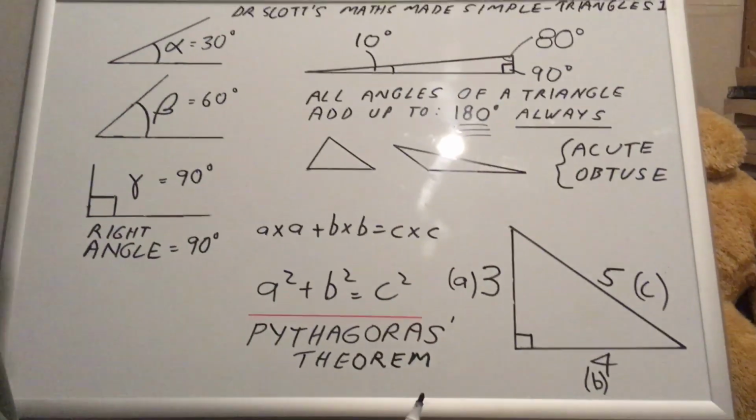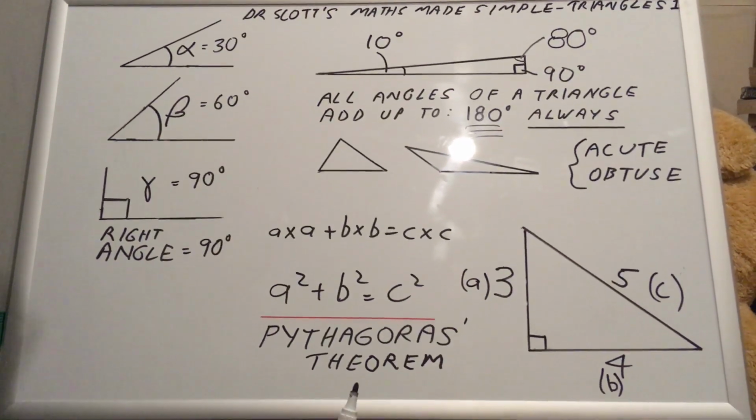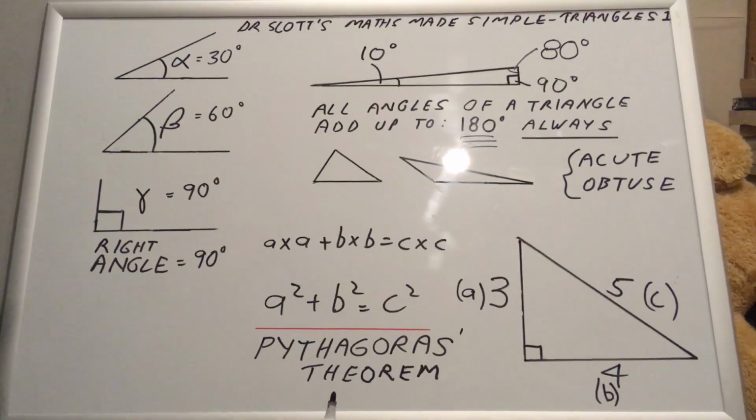So that's the first thing. When you add up the angles in any triangle, they always equal 180 degrees.